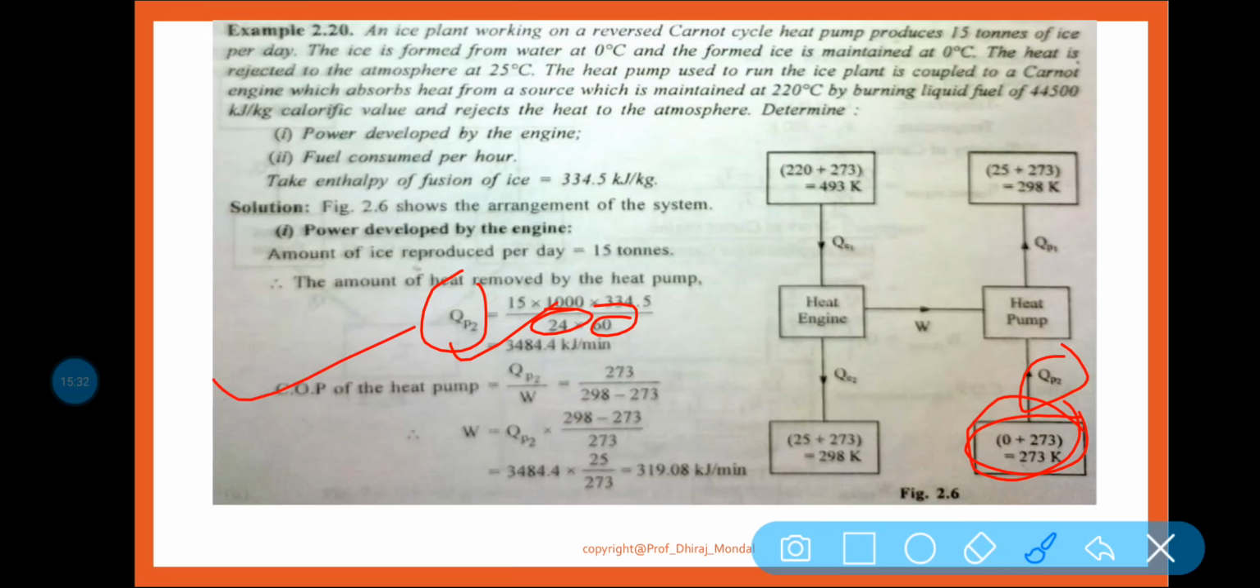So this amount of heat is taken by the help of this heat pump. Okay, now the COP of the heat pump is what? Desired effect by work.